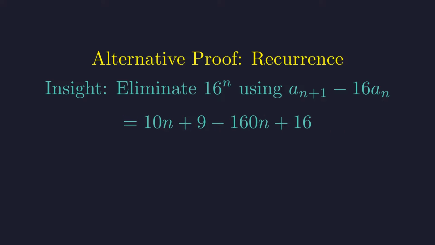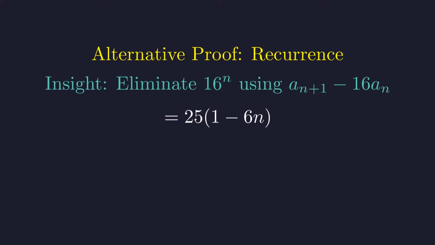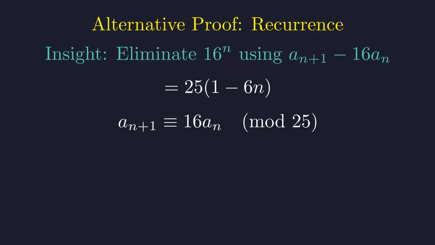Let's combine the terms with n. 10n minus 160n is negative 150n. Now we combine the constant terms. 9 plus 16 is 25. We can see a common factor of 25 in both terms. Factoring out 25 gives us the beautiful identity 25 times the quantity 1 minus 6n. This means a sub n plus 1 is congruent to 16 times a sub n modulo 25.